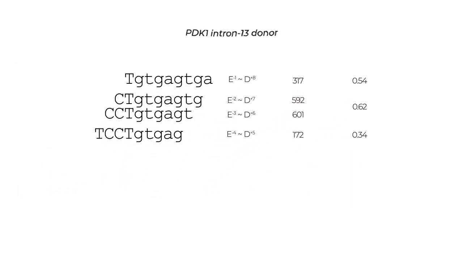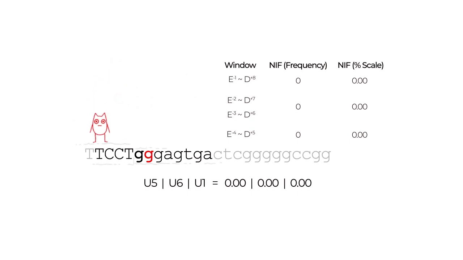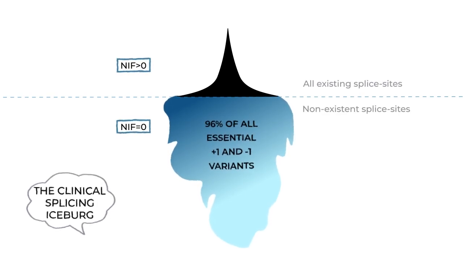Splicing fails when the spliceosome can't recognize or use a splice site. We use 3 windows of NIF equals 0, a sequence combination that does not exist at this position of any human splice site, to define a non-existent and unusable splice site, because this is the mathematical feature that defines 96% of essential splice site variants.